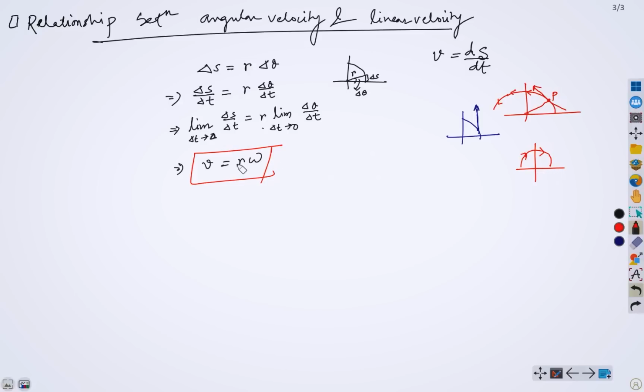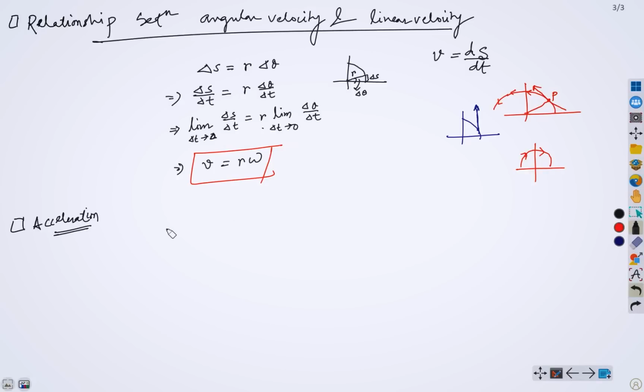This is an important relationship when we solve problems, and in our upcoming lessons this relation is required to derive some more interesting equations. Next we will talk about acceleration. Since velocity is not constant, acceleration will definitely occur, right?